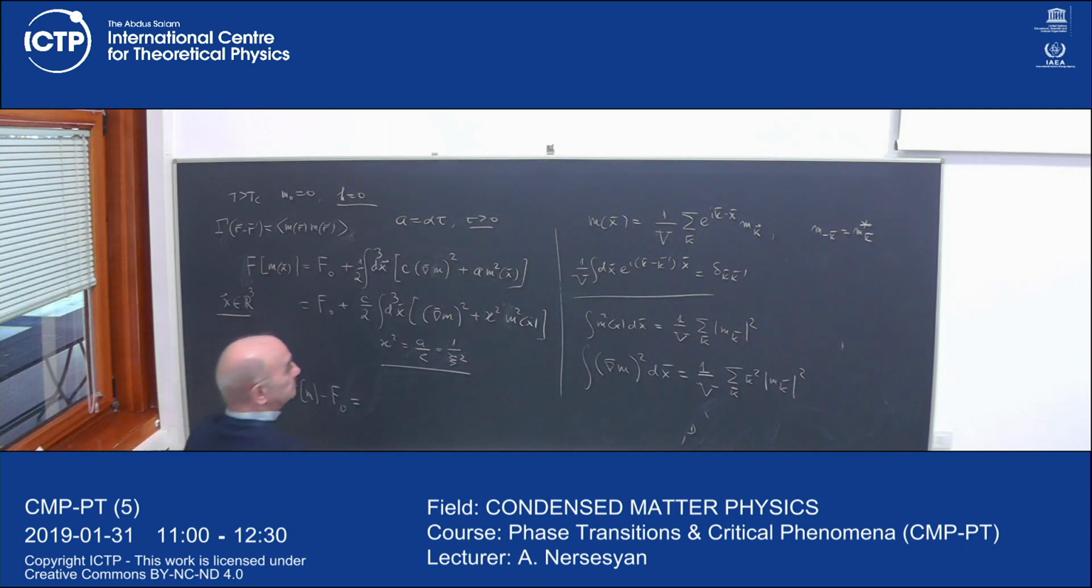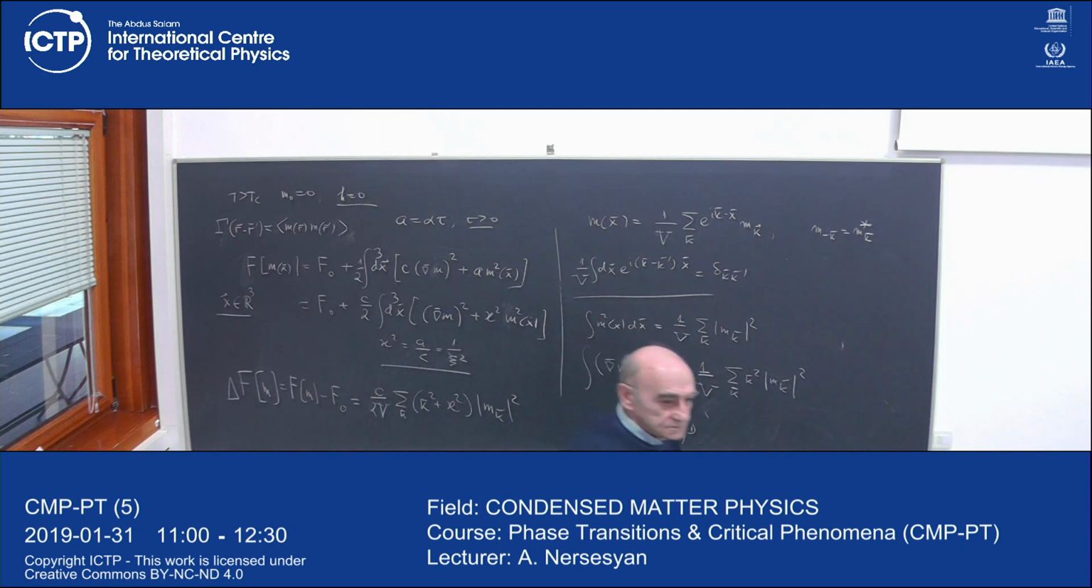Takes the following form. It is C over 2V, sum over k, k squared plus kappa squared, modulus n_k squared. Now we are much happier than we were before. Why? Because we have achieved the full factorization of the free energy.